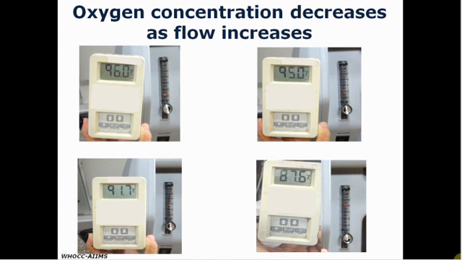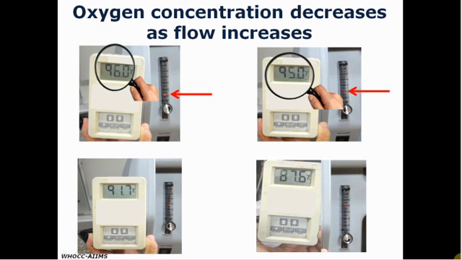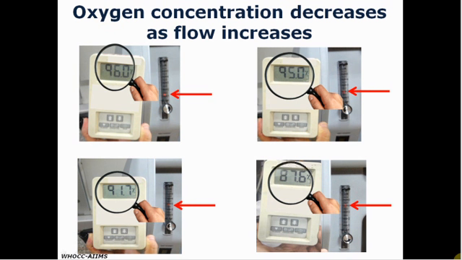Another limitation of oxygen concentrator is that the oxygen concentration goes down as the flow keeps on increasing. If the flow is at 1 liter, the oxygen concentration is nearly 96%, which drops down to 95% at 2 liters, 91% at 3 liters, and to nearly 87 to 88% at 4 to 5 liters.